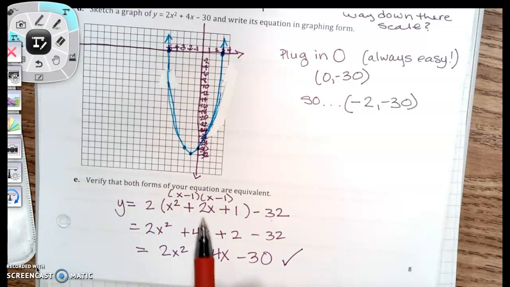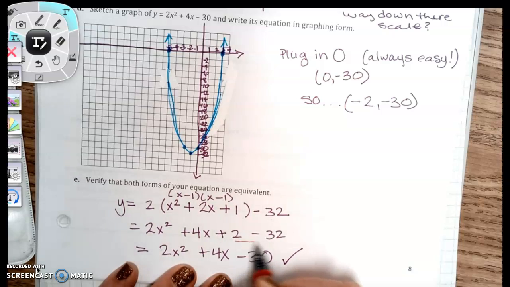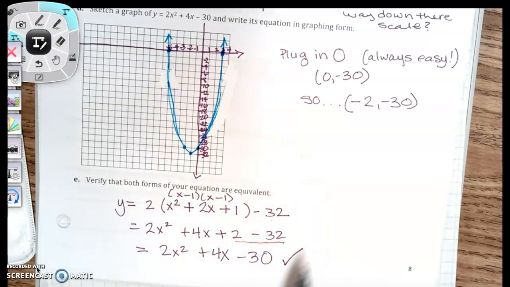That gives you x squared plus 2x plus 1. Then distribute that 2 to get 2x squared plus 4x plus 2 minus the 32. And then these two will obviously combine. And 2 minus 32 is -30. Okay? So you're going to finish.